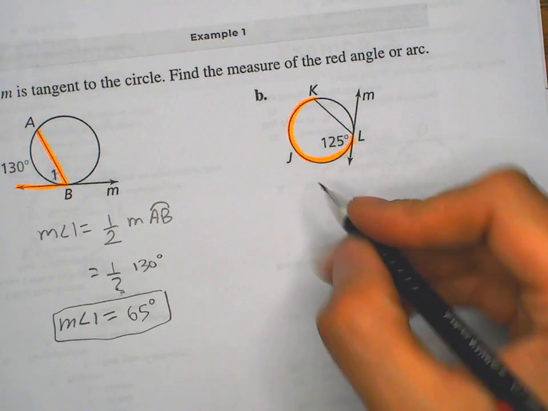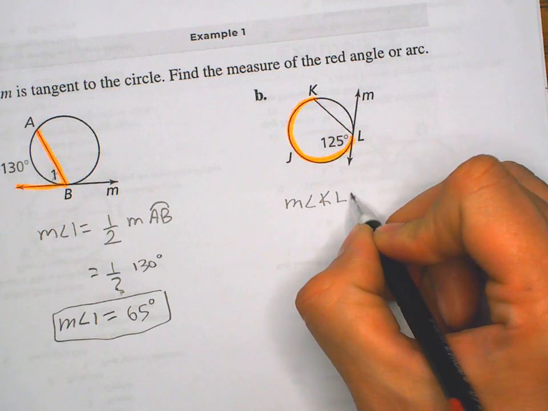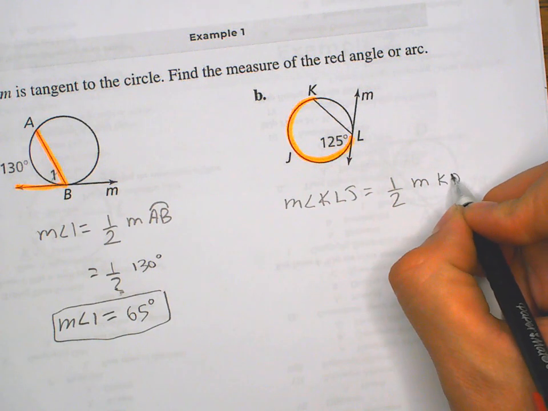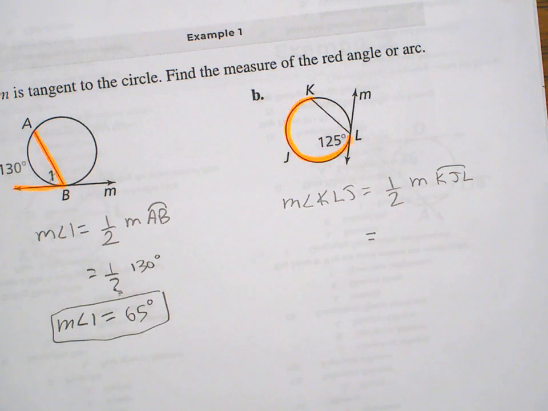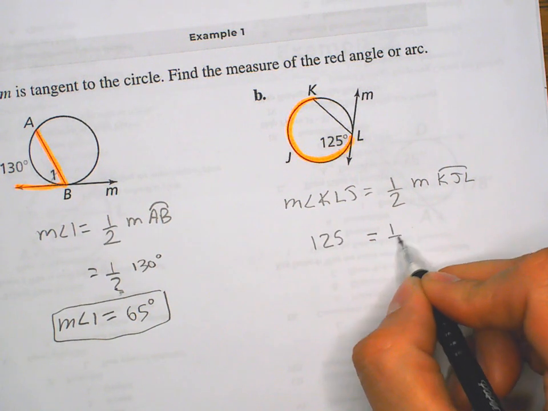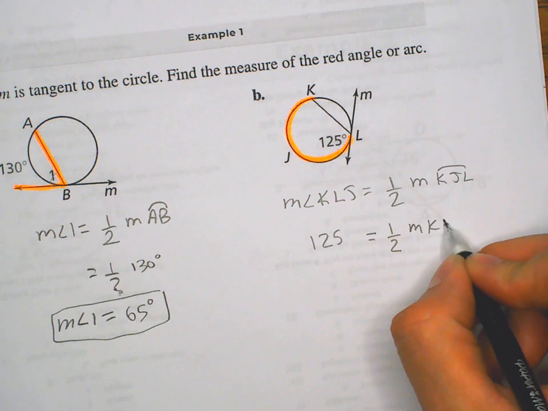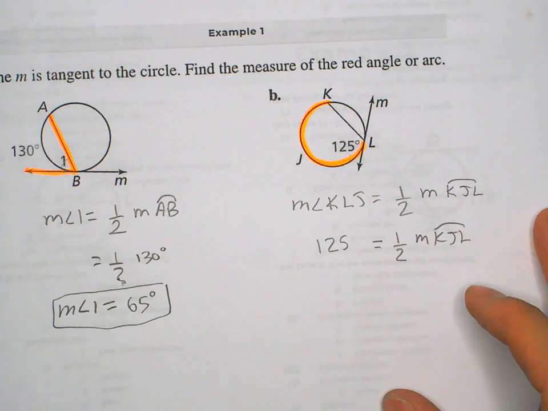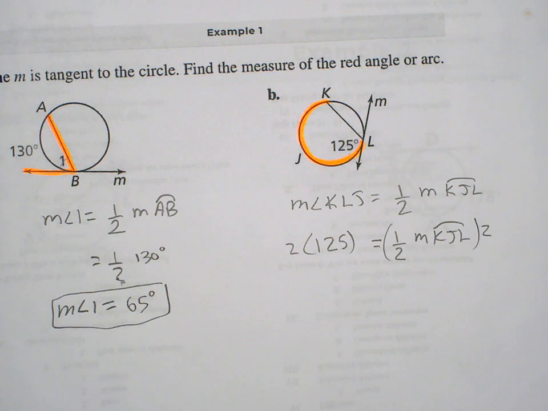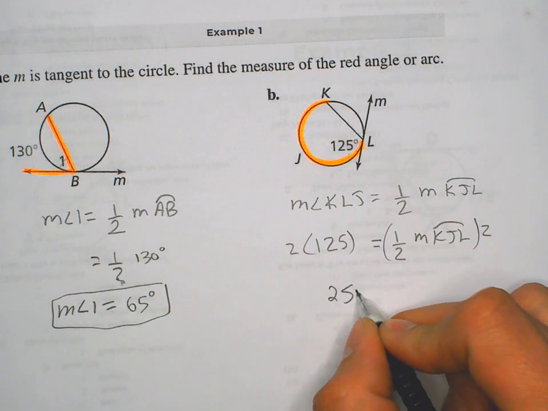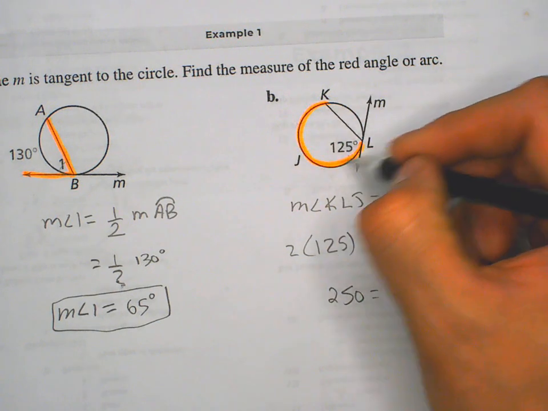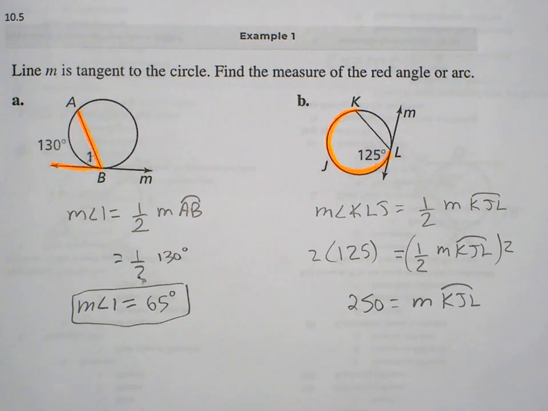Okay, on this one, we have the measure of angle KLJ is going to equal 1/2 the measure of arc KJL. Now, according to this, they actually give me the angle, and they want me to find out what that arc is. So that's going to be 125 degrees. Okay, and then we have the measure of KJL. So in order to solve for that, we actually have to multiply both sides by 2. Okay, so 125 times 2, that's going to give me 250. And that's the measure of KJL, of the arc. That's this right here. All right, and that takes care of example number 1.